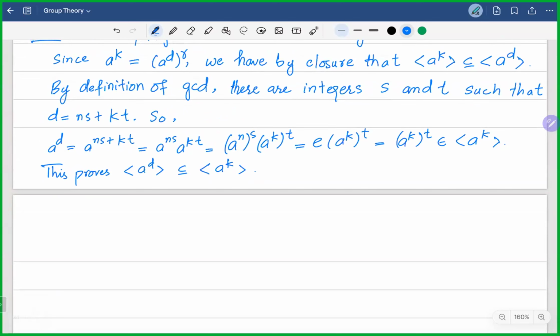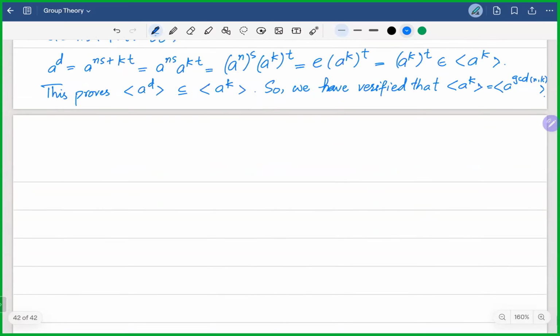Okay, perfect. So that we can write that. So we have verified that a power k is equal to a power GCD of n, k. Okay, perfect.